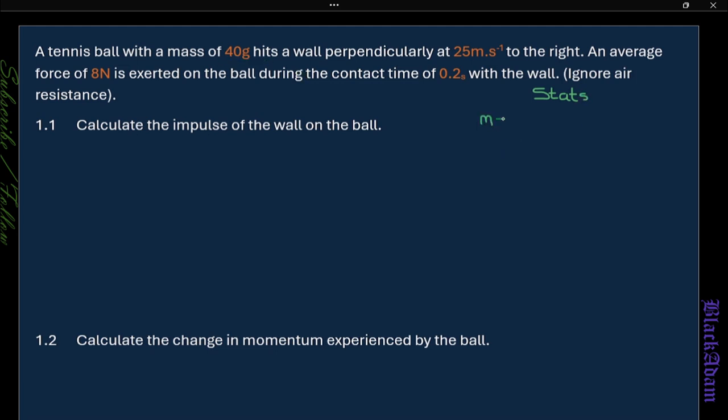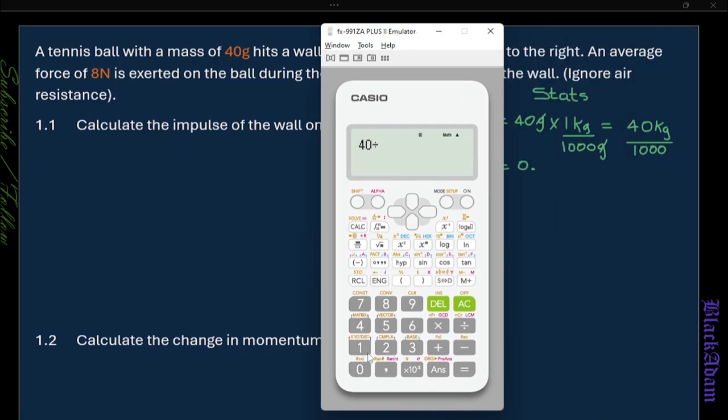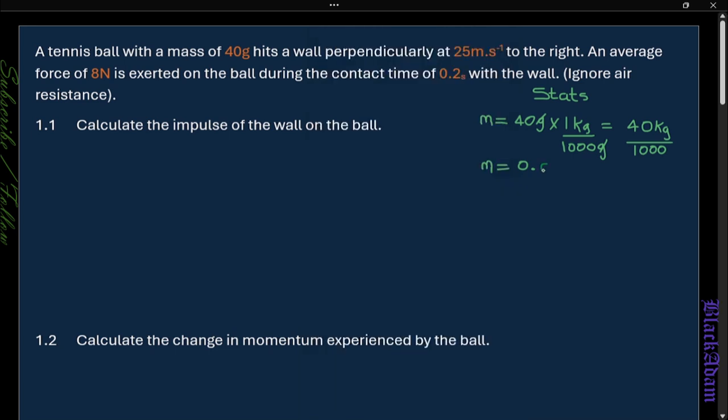We have 40 grams, so that's our mass. According to SI units, we need to have it in kilograms. So we multiply by 1 kilogram over 1,000 grams, and the grams cancel. We have 40 kilograms divided by 1,000. Let's use a calculator: 40 divided by 1,000 is 0.04. So 0.04 kilograms.